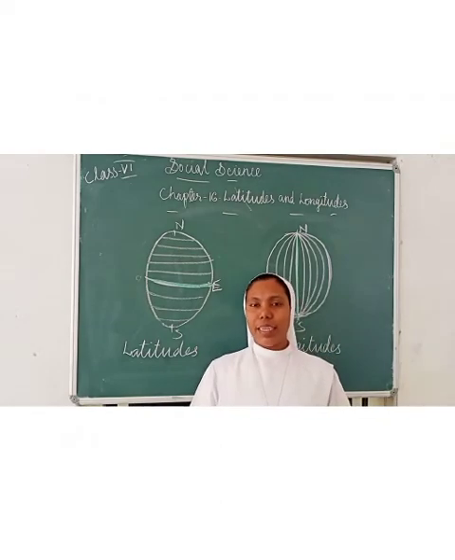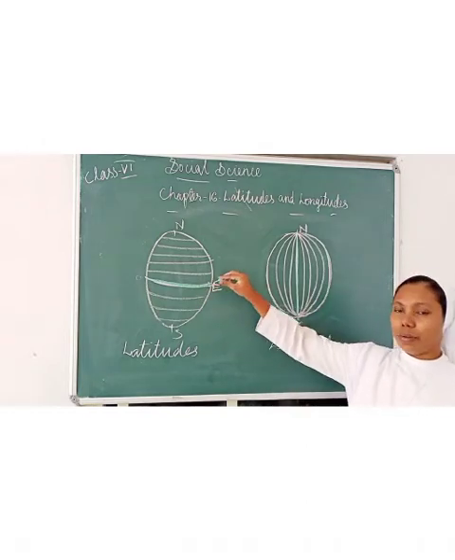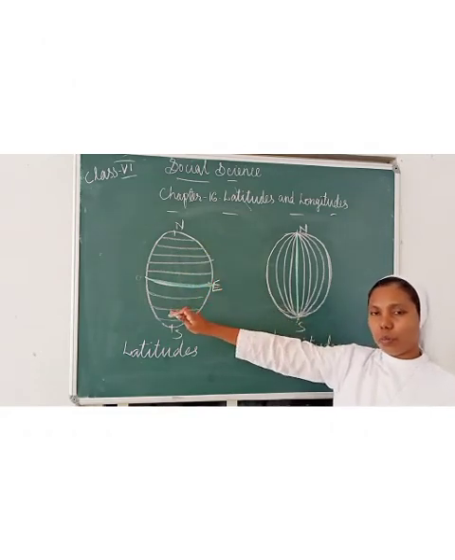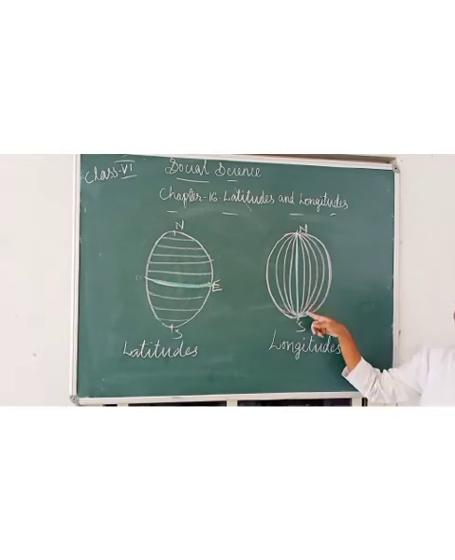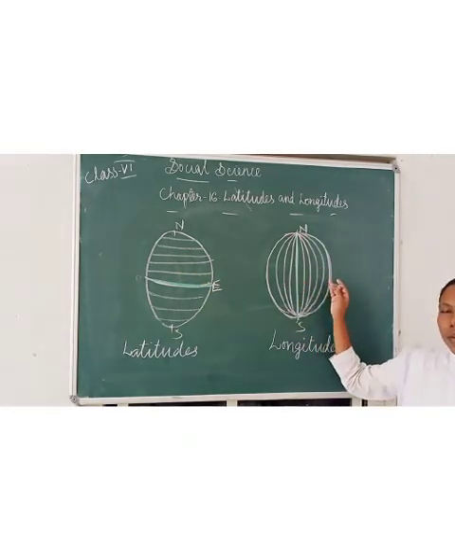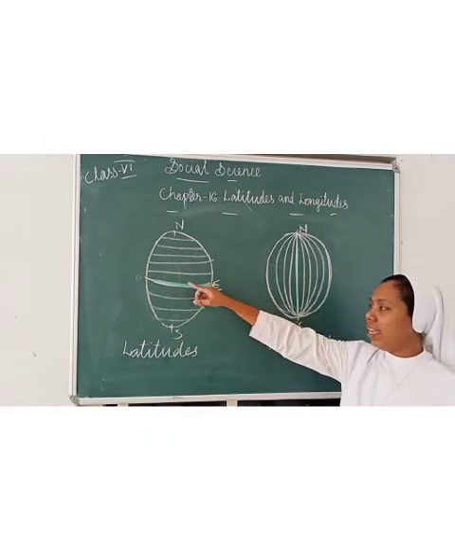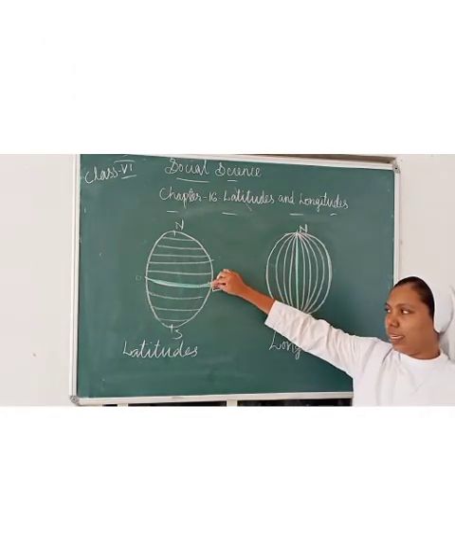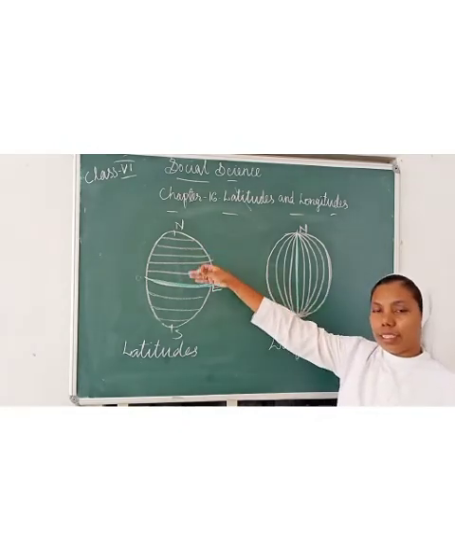And students, once again let us see what the latitude and the longitude are. The latitude is the distance from the equator to the north and south pole. The longitude is the distance from the prime meridian, east to west. The latitudes are circles of different sizes, and the equator is the biggest circle.